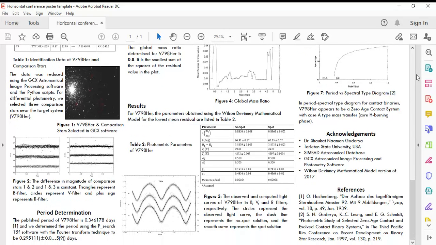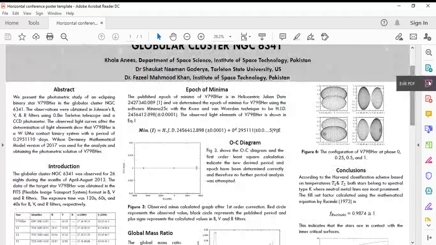Figure 5 shows the final plots of observed and computed light curves of V798Her in filters B, V, and R respectively with superimposed spot and no spot solutions. The final configuration of V798Her at phase 0, 0.25, 0.5, and 1 is shown in Figure 6.